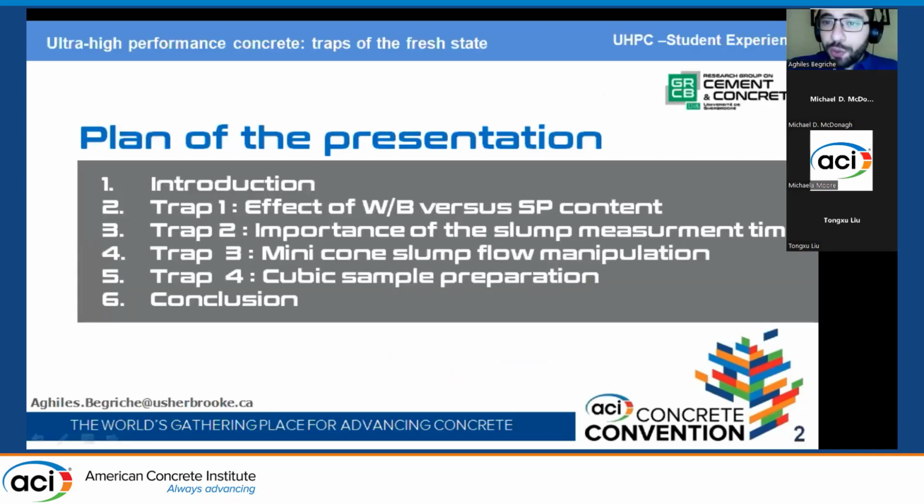So we are going to begin with a short introduction. After that, we will see the different traps: the effect of the water versus superplasticizer, water to binder ratio versus the superplasticizer content, the importance of time for the slump flow test measurement, the mini-cone slump flow manipulation, the importance of the cubic sample preparation, and we'll finish with a short conclusion.